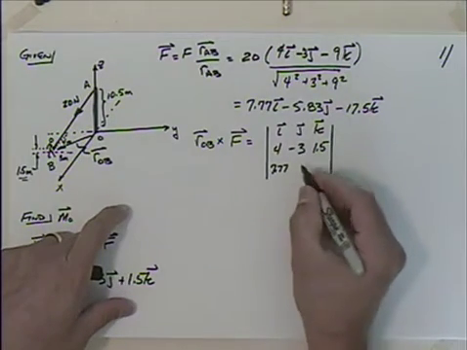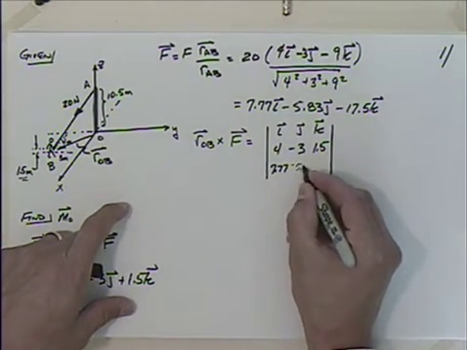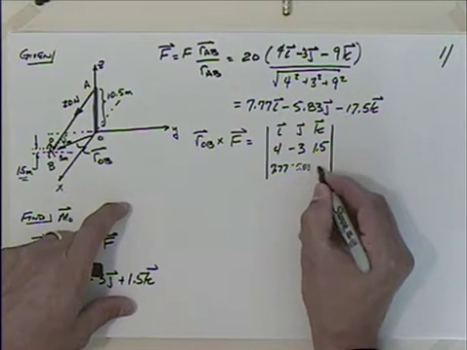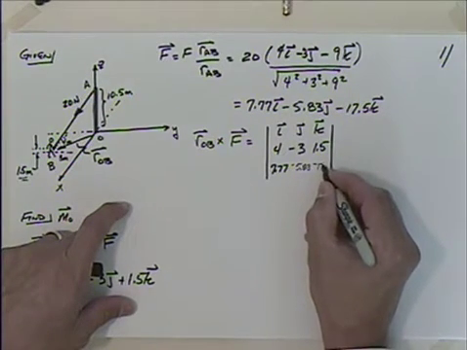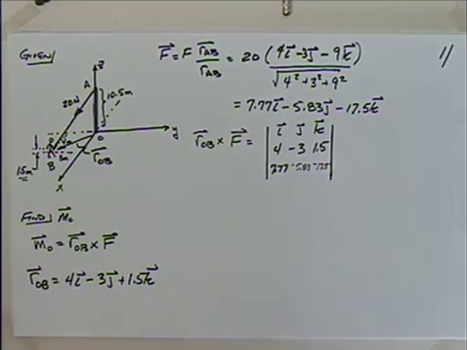So 7.77 in the I minus 5.83 and minus 17.5. Okay, and again, that's a little clearer. It should show up well on the PDFs if you're having a hard time seeing it on the video. Well, when you do that crossing, let's see what you come up with.